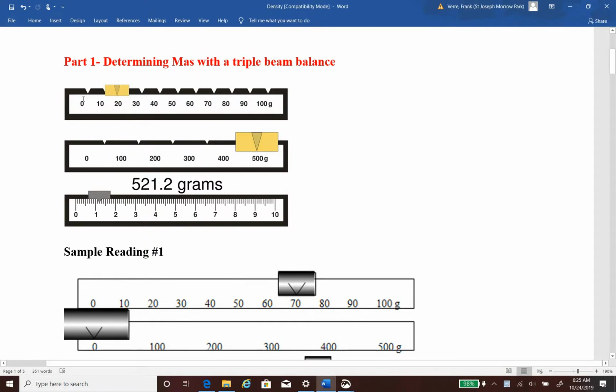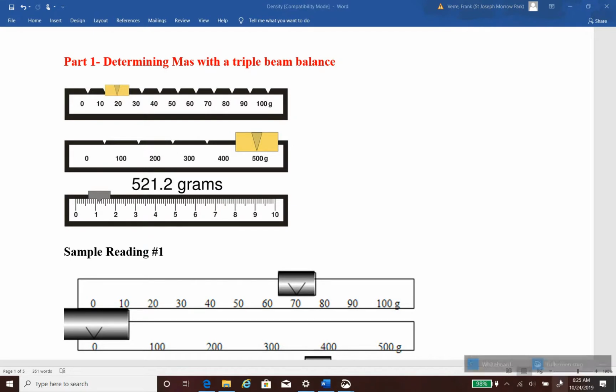You have these 3 arms. The first arm up here is in the tens. The second arm in the middle goes up by hundreds, and then you can see the bottom goes up by ones, and you can actually see the little divisions because you have 0.1, 0.2, all the way up to 0.9. If you want to know the mass, you just simply add it all up. So in this example, we have 500 plus 20 plus 1 looks like about 1.2. So if you add it all up, it's about 521.2.